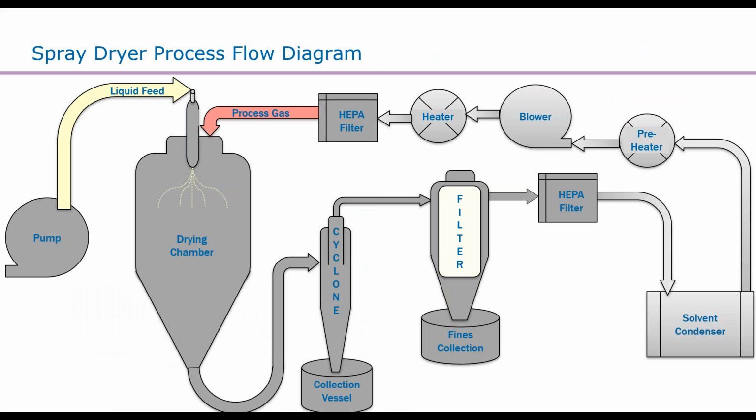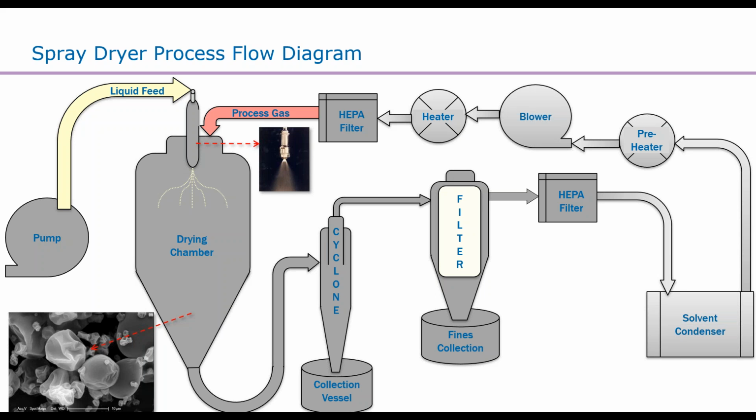This is a process flow diagram of a typical pilot scale spray dryer, which operates in a closed loop system. On the left side, we have our feed solution being pumped in and atomized through a nozzle into a fine mist. The hot process gas comes in through the top of the chamber, the red arrow, and vaporizes the solvent coming out of the nozzle, leaving behind dried SDD particles.